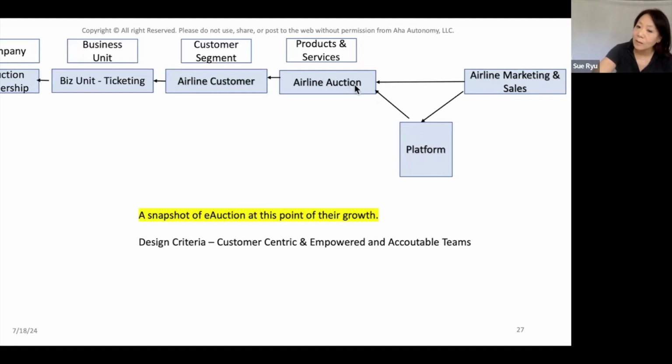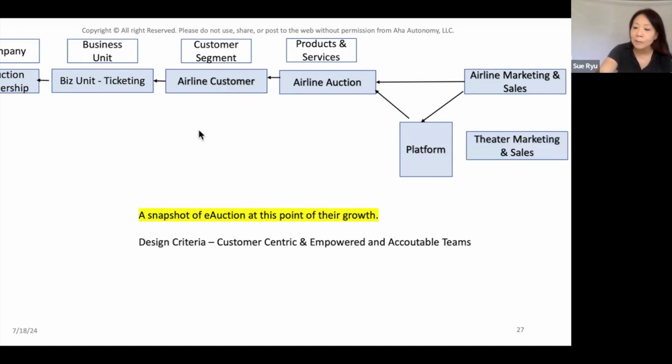The airline auction team is the one that actually develops the apps for the passengers as well as the airline customers. And it subsumes both airline marketing and platform. And then it rolls up to the airline customer segment team. The main role of this airline customer segment team is to look at what value proposition they can offer for the airline customers. And up is the business unit, and then the e-auction leadership team.